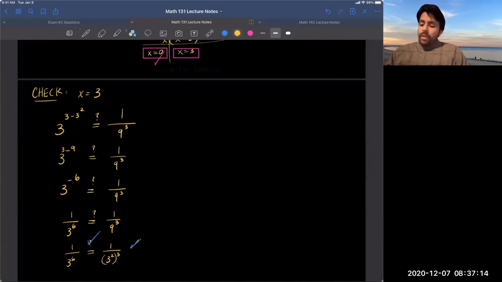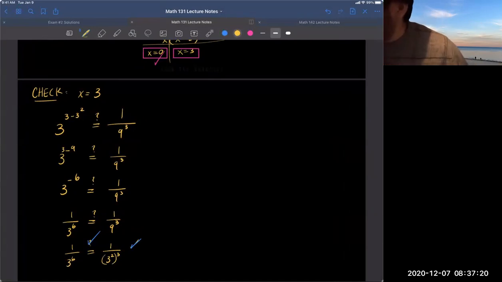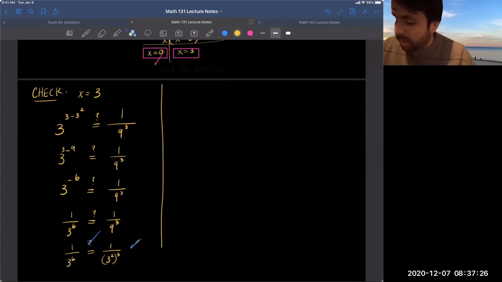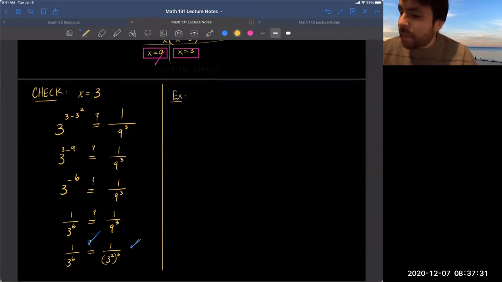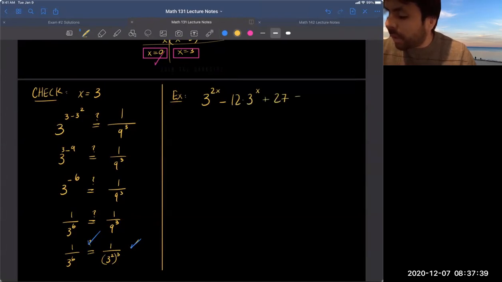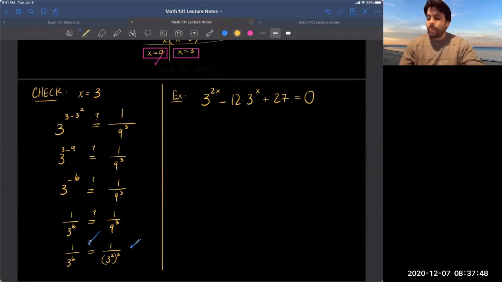Now, wait, actually, there's one more kind. There's one more kind of equation that I want to show you guys. This is if I have something like this: 3 to the 2x minus 12 times 3 to the x plus 27 equals 0. Now look at this. This looks kind of crazy, doesn't it? So what do we do with this?